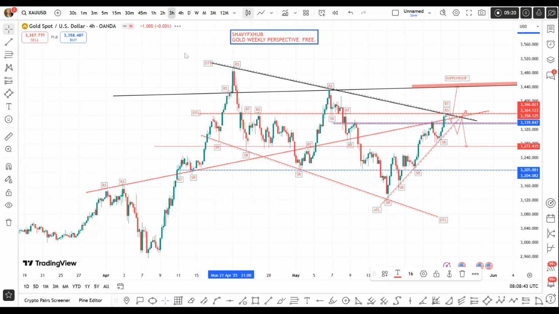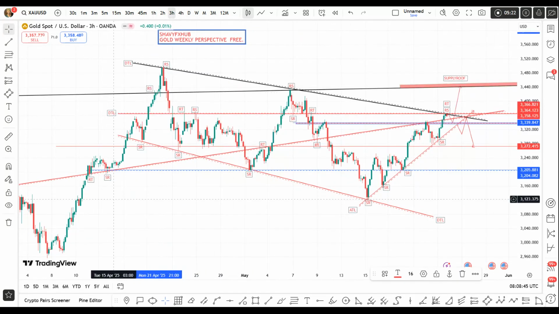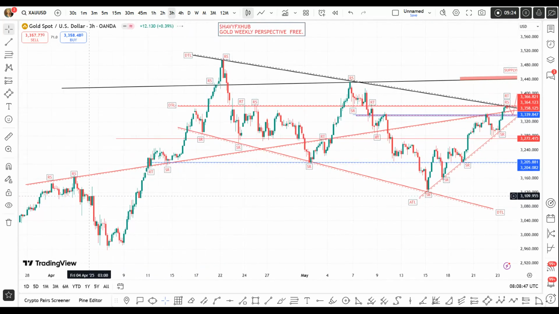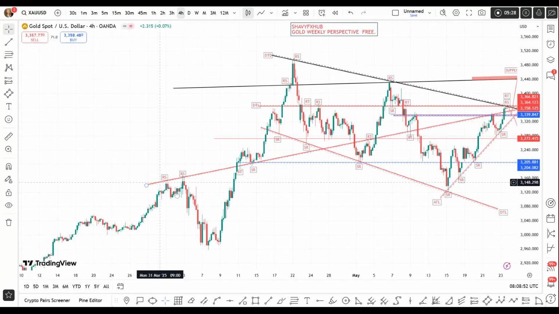So let's go to 3 hours. When you come back to 3 hours, you see we now have very clean closes. But when we go back to 4 hours, we are seeing spaces. Especially if you look here now, you will see a space, and another space.